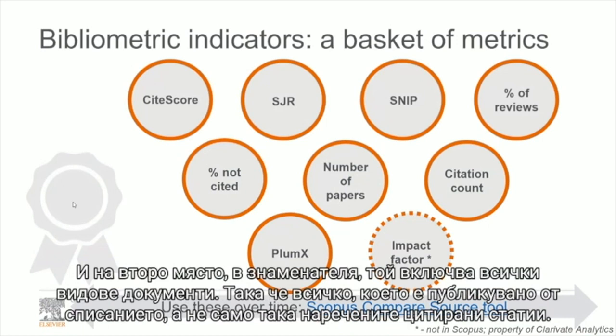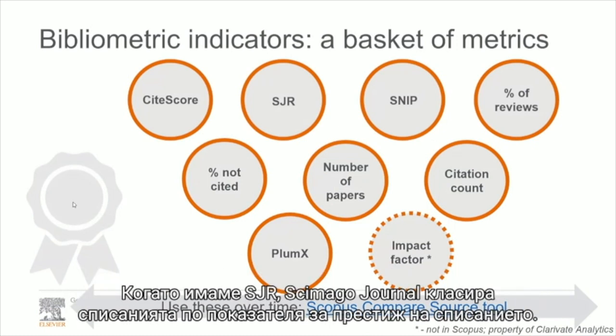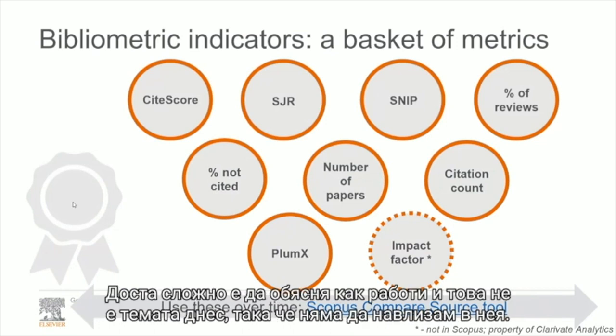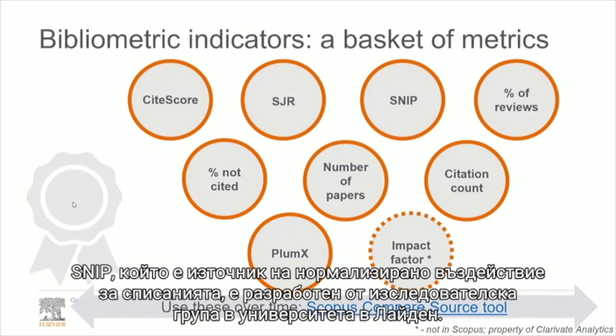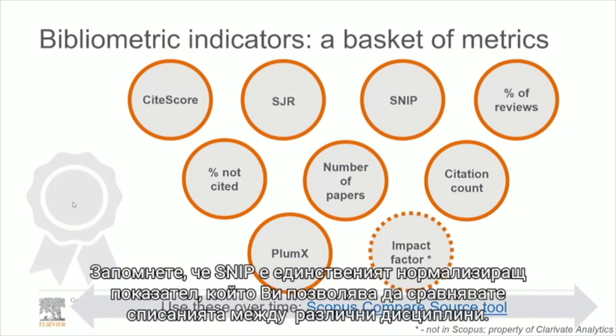And second of all, in the denominator, it includes all types of documents, so everything that is being published by the journal and not only so-called citable items. Then we have SJR, SCImago Journal Rank, a metric which is said to be the metric of prestige of the journal. It's quite complex to explain how it works, and it's not a focus today, so I'll not go into that. Then SNIP, which is the source normalized impact per paper, developed by a research group at University of Leiden. And SNIP is the only normalized metric that allows you to compare journals between disciplines.